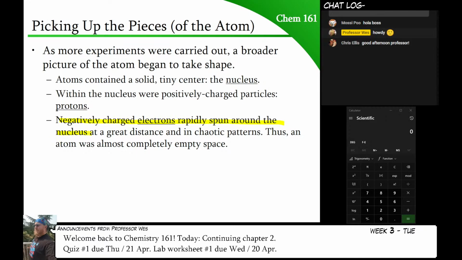So electrons spin around the nucleus. They are quite far away from the nucleus, and the atom, as a result, is mostly a void of space. There's nothing. It's just completely empty.